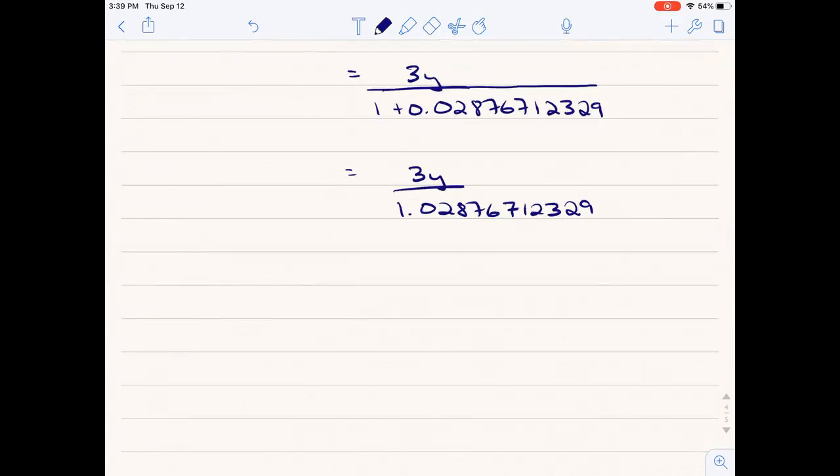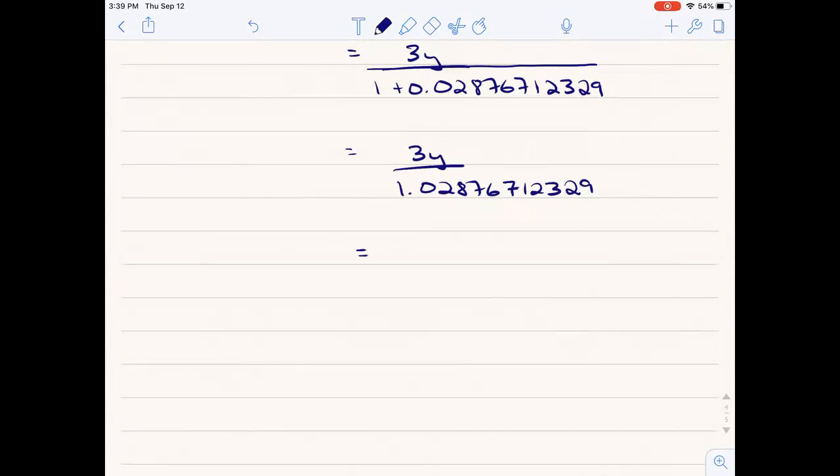Anyways, we can still simplify this, because 3 over 1.02 whatever can still be condensed into just one number. And so what we can do is pull out the y, simplify that fraction, and then just have a coefficient and y left. So we can do 3 divided by 1.0287, and I get 2.916111851y.